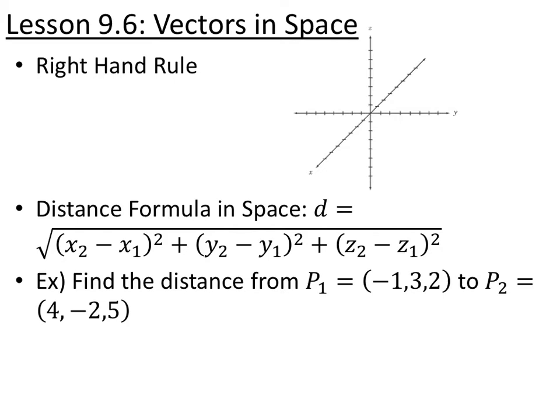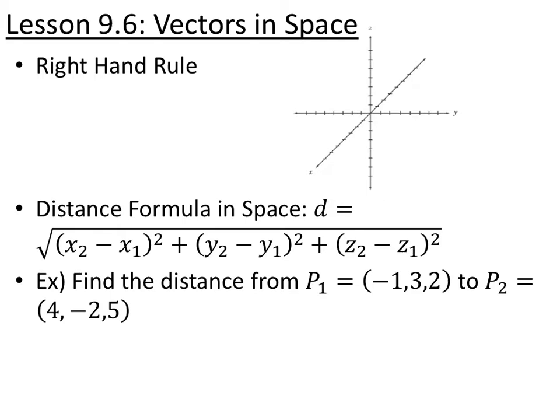Section 9.6 is vectors in space, which means vectors in 3 dimensions. So here is how we graph 3 dimensions. The x-axis is coming up out of your screen, and then your y-axis and your z-axis. There's something called the right-hand rule, which helps orient you in space in your 3 dimensions.